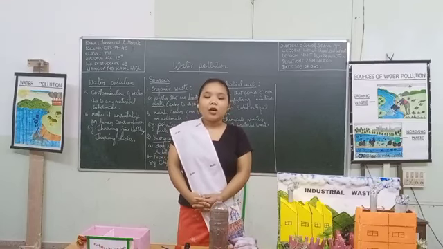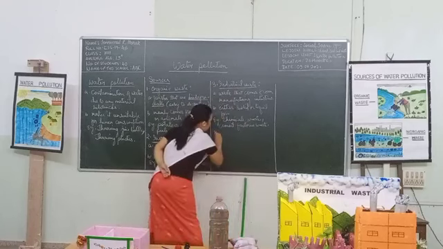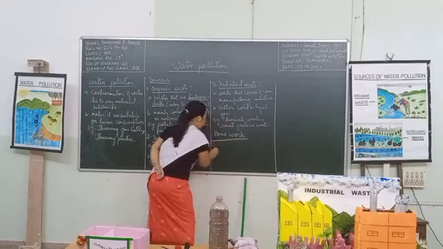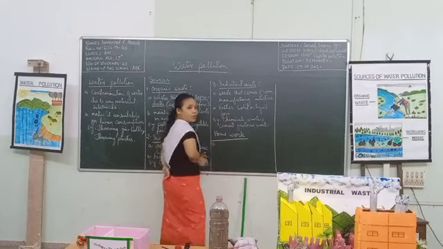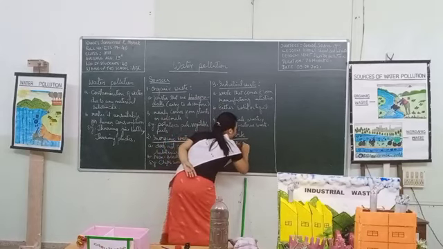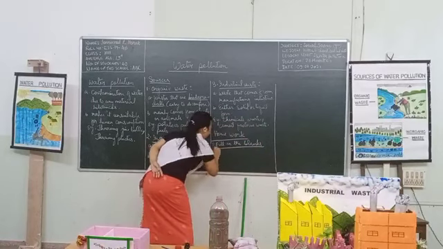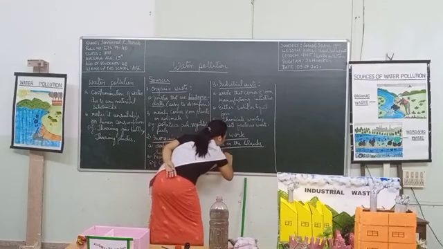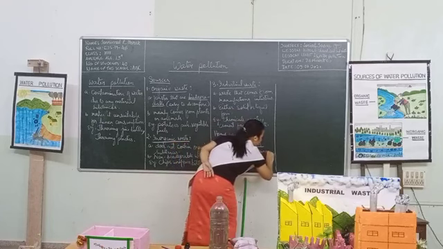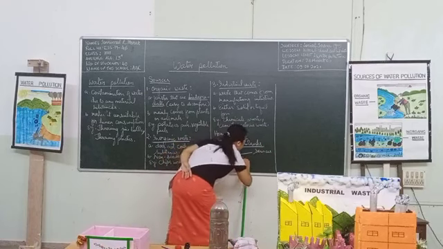And before we come to the end of the class, let us write down the questions for the homework. Class, take out your notebooks and write down the questions. Homework. Fill in the blanks. Number A. There are blank sources of water pollution.